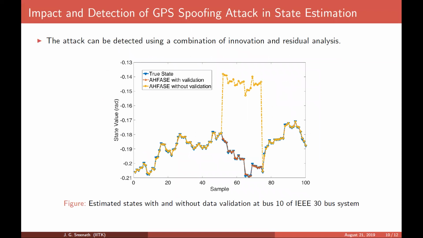Now we study one more case here. In this particular scenario, we study something known as the GPS spoofing attack in state estimation. What happens in state estimation is, in a state estimator, you get the measurements from the field, the raw measurements. So what are your system states in a power system? Power system states are basically your voltage magnitude and voltage angle at any particular bus.